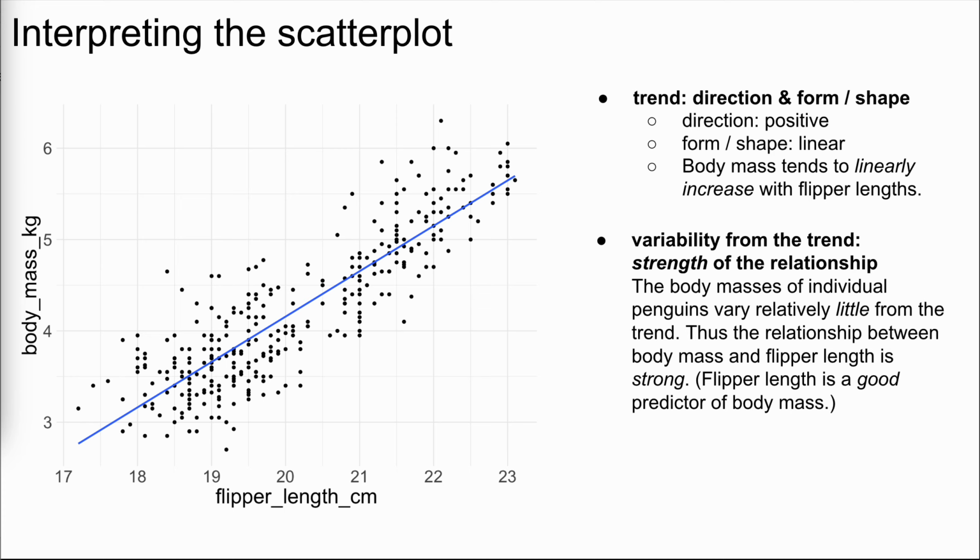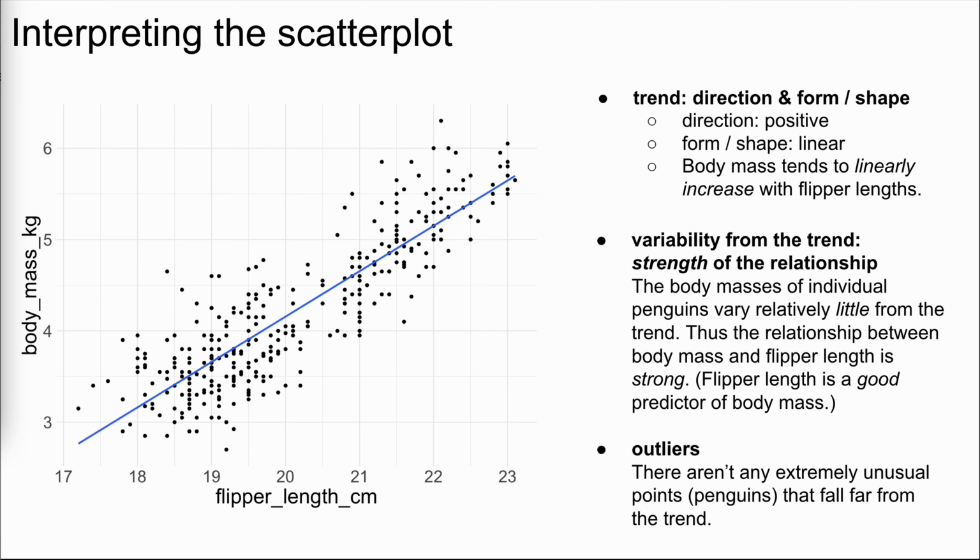Next, consider the degree to which the individual penguins vary from the trend, hence the strength of the relationship. Here, though the data points don't fall directly on the line, the body masses of individual penguins vary relatively little from the trend. This indicates that the relationship between body mass and flipper length is strong. That is, flipper length is a good predictor of body mass. Finally, we should check for outliers. Here there aren't any extremely unusual points or penguins that fall far from the trend.